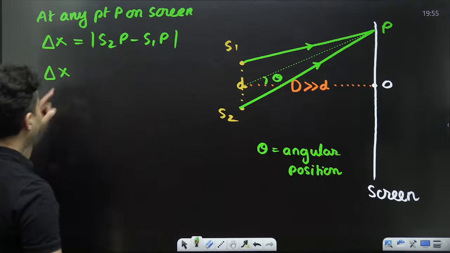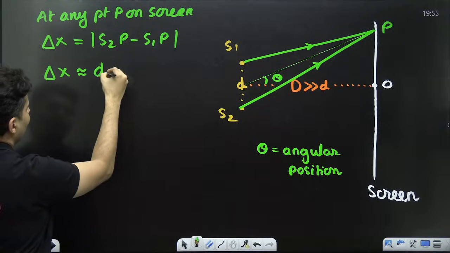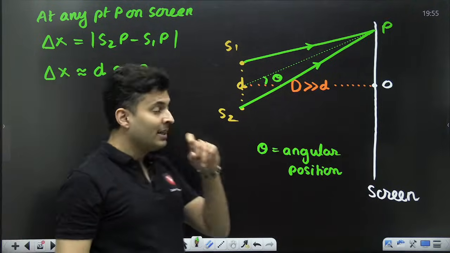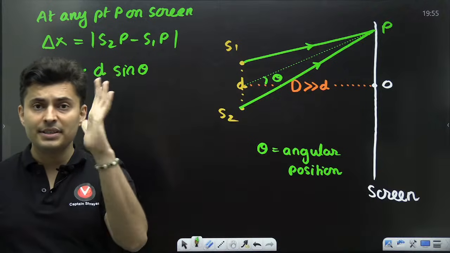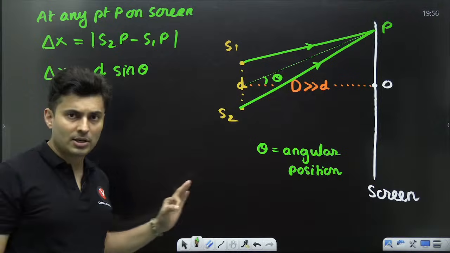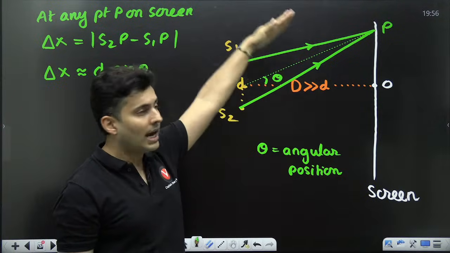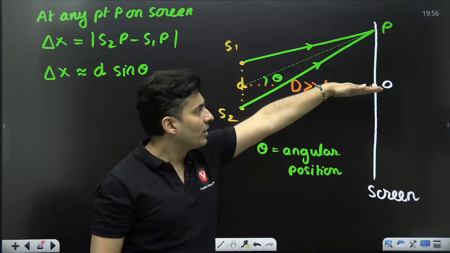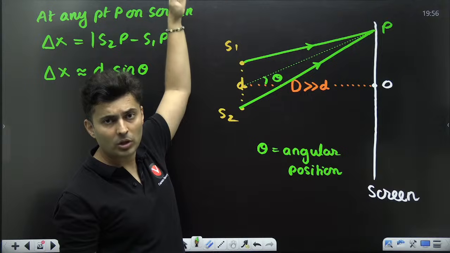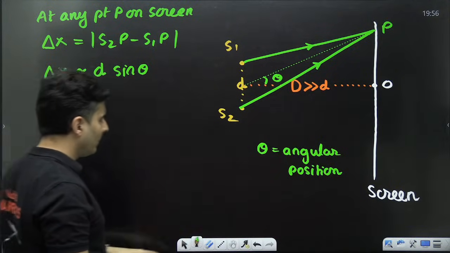That path difference approximately comes out to be small d sine theta. What does it come out to be? Small d sine theta. Keep this in mind. Don't go into the full derivations and all, just remember it is small d sine theta. Theta is the angular position. At O it is 0. As you go on the top, it will increase. If you go down, again it will increase. So that is d sine theta.